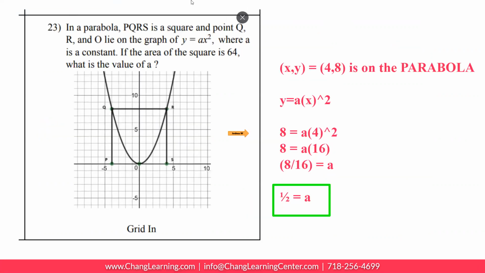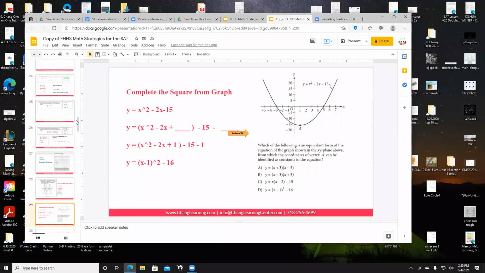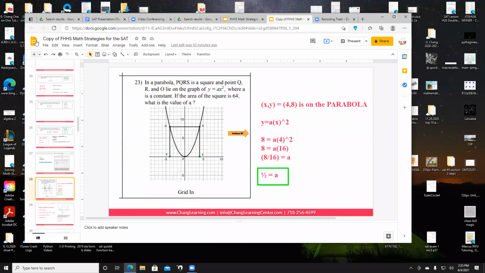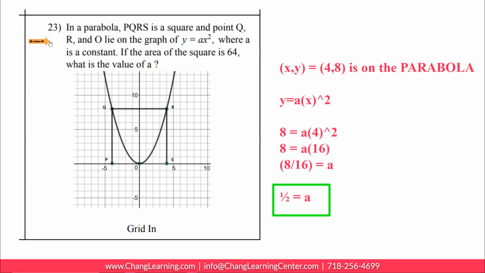As an example, in this parabola PQRS, PQRS is a square, and points Q, R, and O lie on the graph of y equals ax squared, where a is a constant. If the area of the square is 64, what is the value of a?